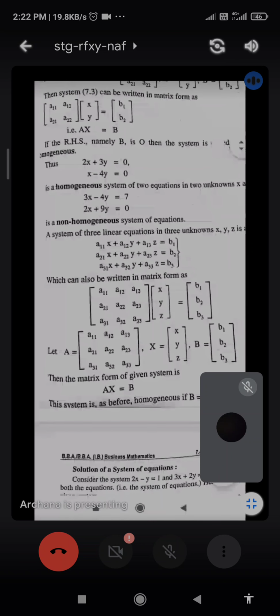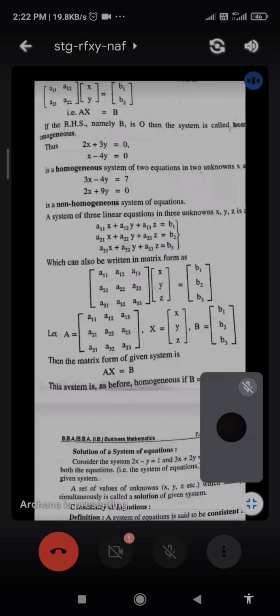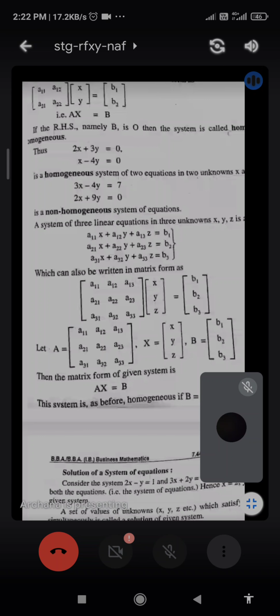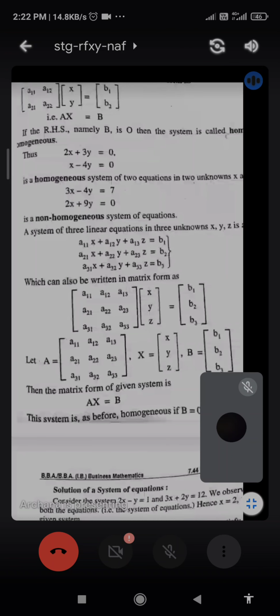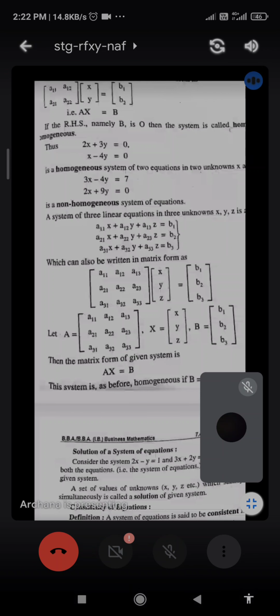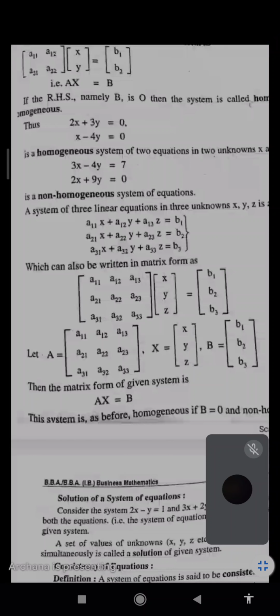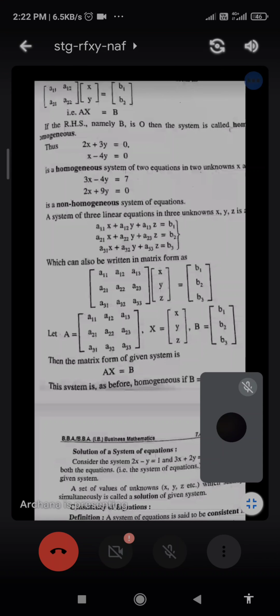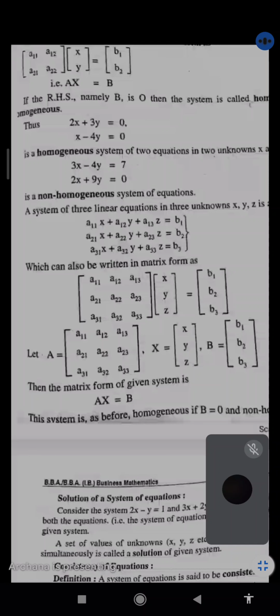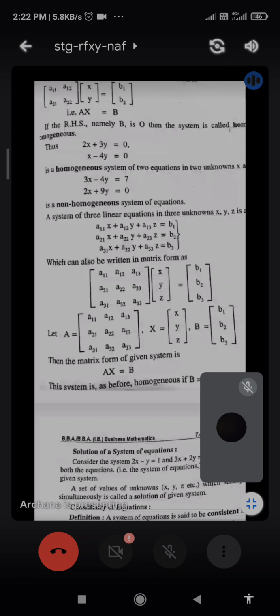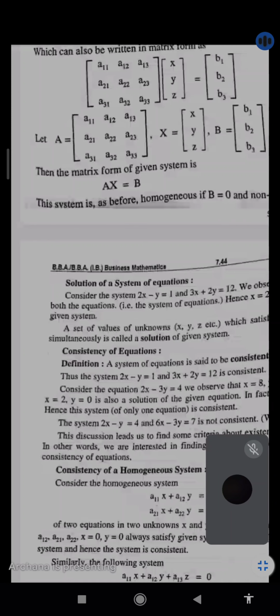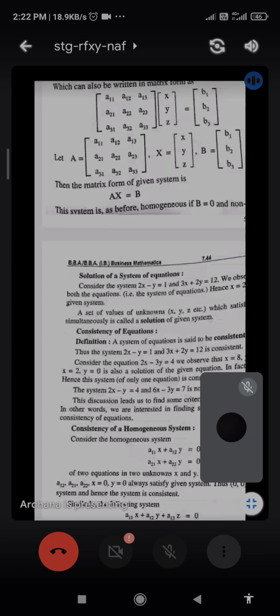आता ह्याच्यामध्ये पण होमोजिनियस आणि नॉन होमोजिनियस असू शकतात. 3 by 3 ह्याच्यामध्ये जर 3 रोज three system of linear equations असतील तर. Okay, so homogeneous if B is equal to zero. I will give an example: 2x minus y is equal to 1 and 3x plus 2y is equal to 12. Tell me the values of x and y. Write down in your book. Find the values and tell me the answer.